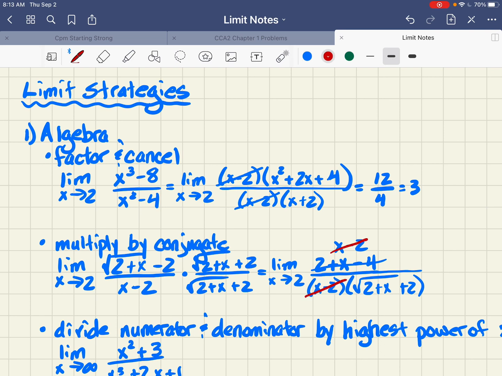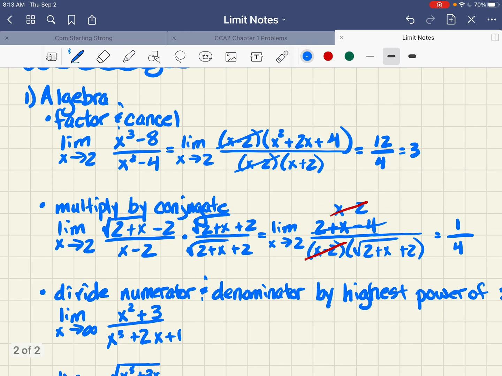And so I'm left with 1 over square root of 2 plus x plus 2, and that evaluates to 1 over square root of 4, 2 plus 1/4. So hiding under the 0 in the numerator and denominator was a 1 and a 4. So this is going to approach 1/4. So that's the method of multiplying by the conjugate.